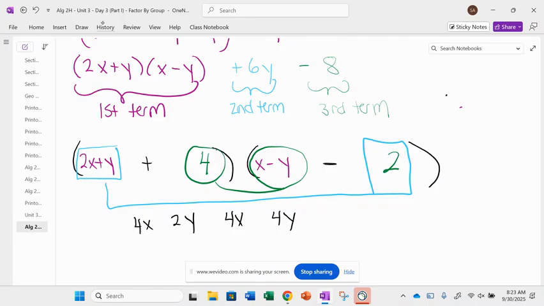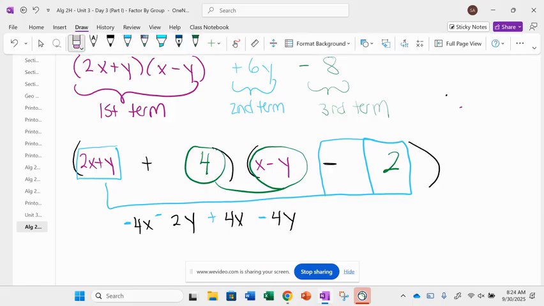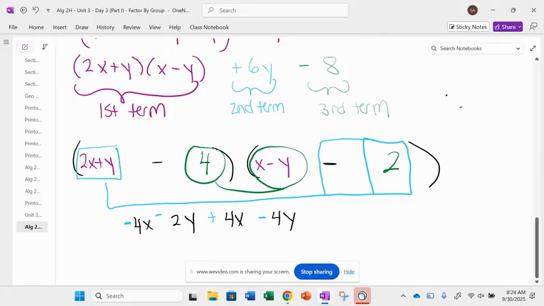2x plus y times this should be a negative 2. Sorry, let's include that. 2x plus y times a negative 2 is going to give us a negative 4x and a negative 2y. And then a positive 4 times x is a positive 4x. Positive 4 times a negative y is a negative 4y. Does that work out? No, the x's cancel, but what happens with the y's? They're negative. I need it to be positive. So what do we do? Change the signs. So this is going to be negative and this will be positive. We'll check it one more time just to make sure.